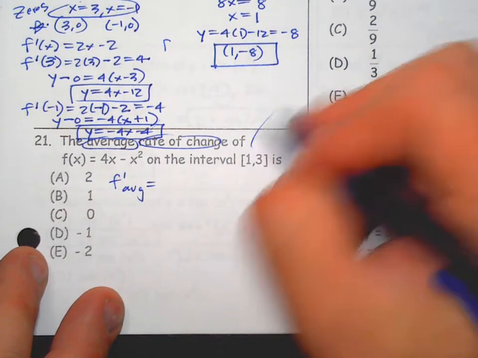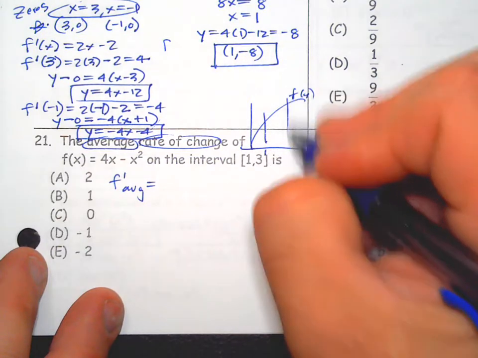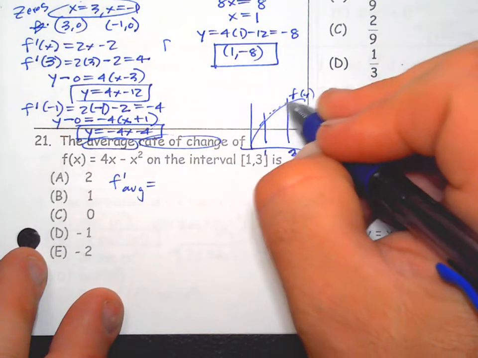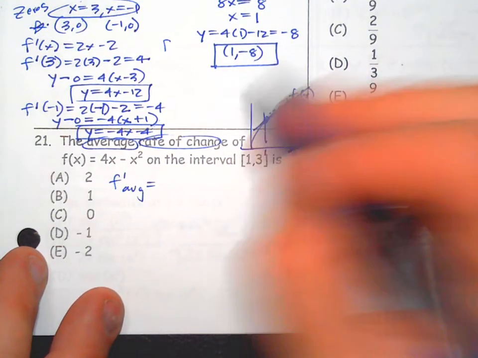All right, so you have this graph, f of x. You want the average of all the derivatives between 1 and 3. So it's going to be all these different slopes. We just connect the endpoints with the secant line. The slope of that is your average slope.